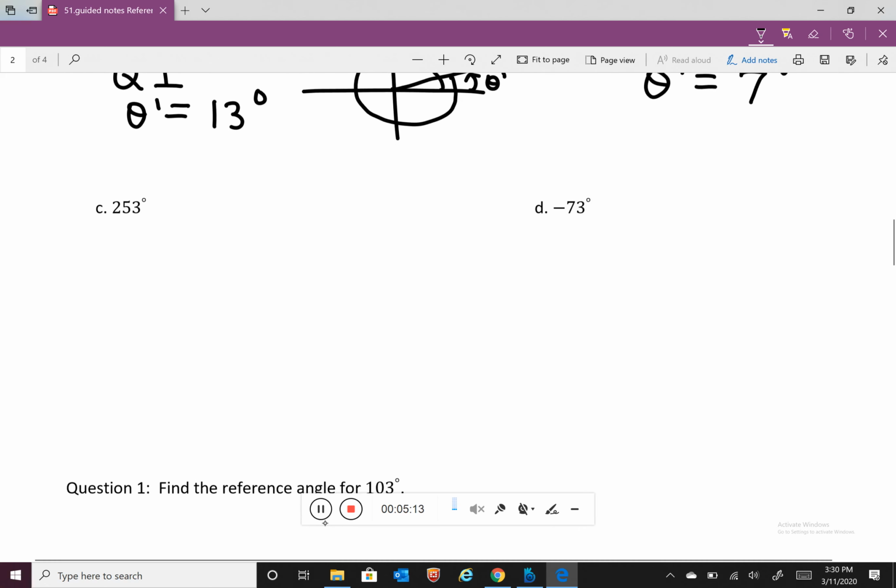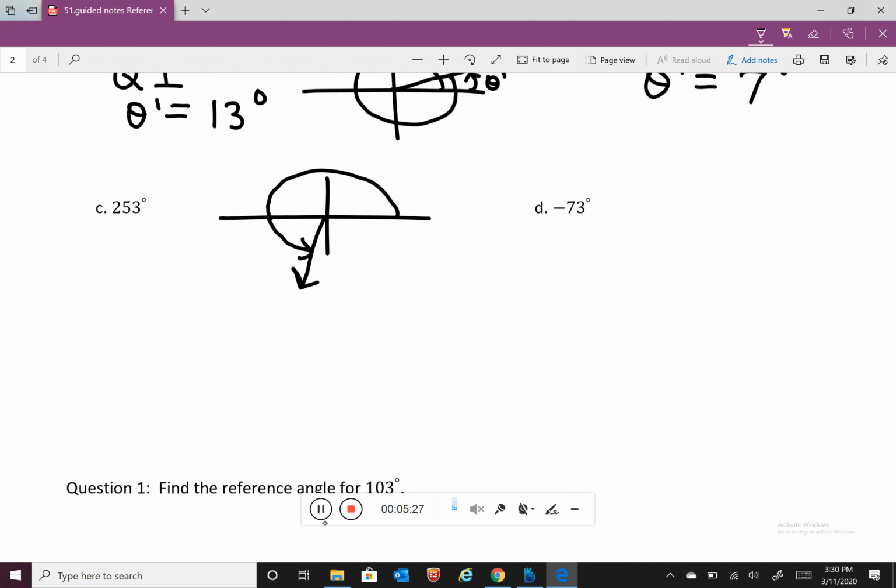Where does 253 degrees lie? 253 degrees is past 180 degrees. It is almost to 270 degrees. But remember, and this is very important, our reference angle is always formed between the x-axis and the terminal side of our angle, never the y-axis. So we'll never use 270 degrees to find our reference angle. We'll never use 90 degrees. We will only be using 180 degrees or 360 degrees because that is defining the x-axis.